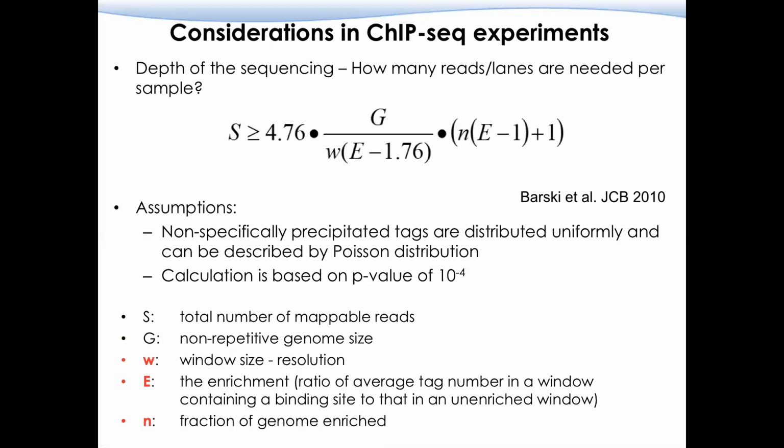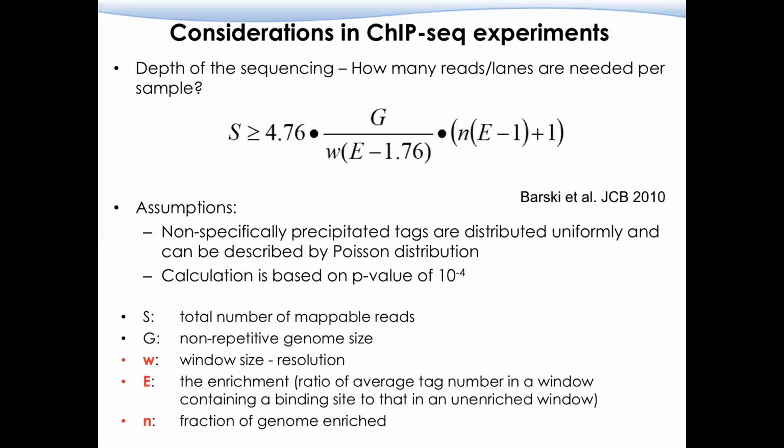Now let's look at the list. I highlighted this one, and let's assume we only care about the human. If the window size is bigger, of course the resolution is lower, then the depth is lower. We don't need much more sequence. But if the window size is smaller, that means you need a higher resolution, so you need more depth of sequence.